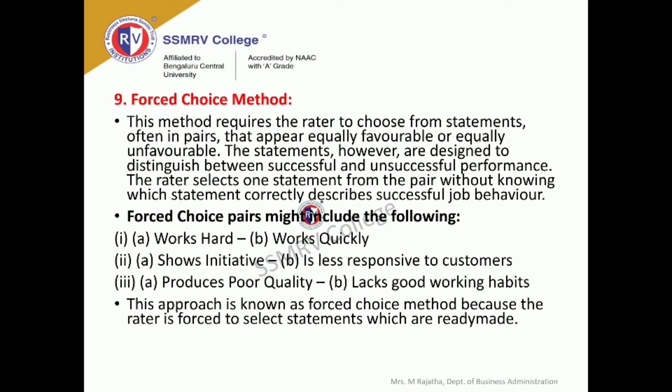In a particular question, as you can see in the particular slide, there are four choice pairs. Example, the employee works hard or works quickly, then shows initiative or he is less responsive to the customers. He produces poor quality, so lacks good working habits.